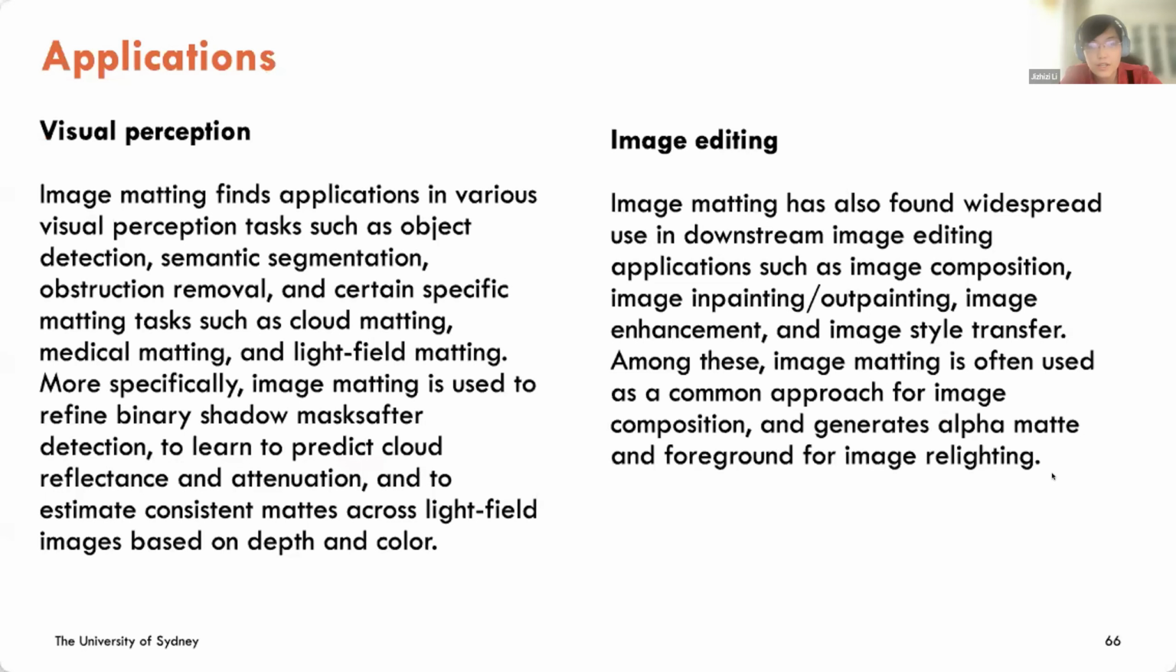Okay, so for applications of matting, we have a lot of uses for removing background, like visual perception tasks such as object detection, semantic segmentation, abstract removal, or certain specific matting tasks. For all of these, image matting or background removal can serve as a fundamental task. We also do image editing, like composition, image inpainting, outpainting, image enhancement, and style transfer, and image matting can also be used as a common approach for all these kinds of tasks.